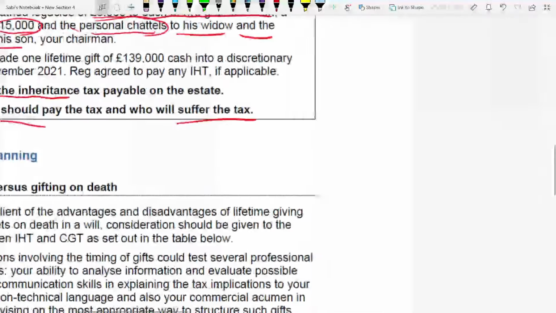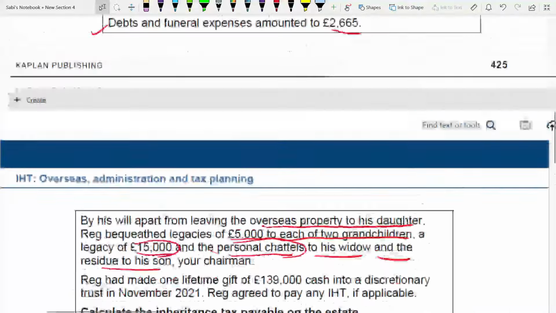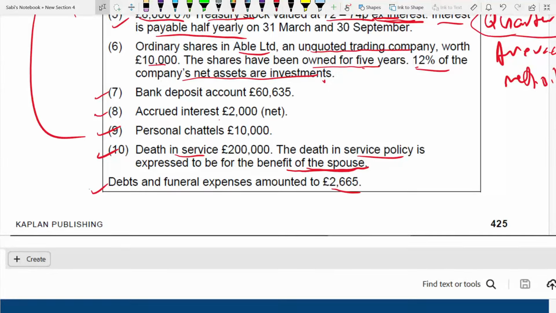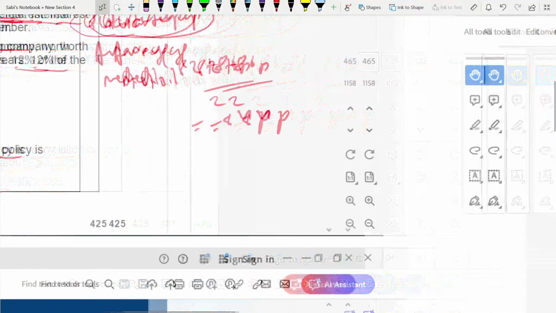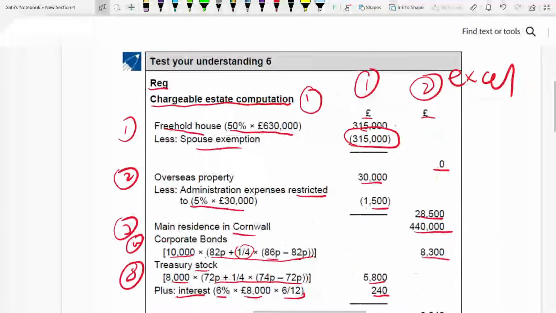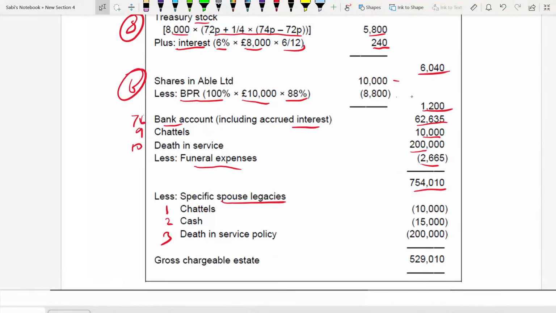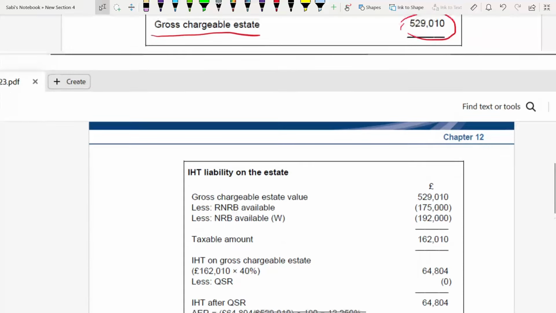But one, the last one, death in service. This is for the benefit of spouse, the death in service, the 10th one. So you have to deduct death in service. So 10,000, 15,000, 200,000. Deduct and you will get what is known as gross chargeable estate. Very important. Only after you deduct anything to the exempt legacy, that is to spouse or charity or political party, you get your gross chargeable estate. Again, gross chargeable estate, very important.